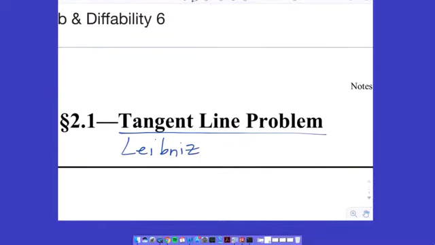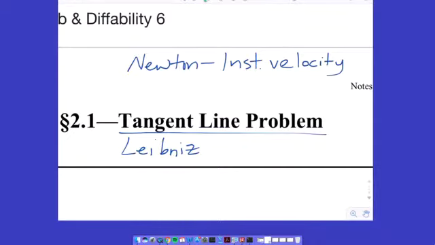In the 17th century in Germany, he figured out a way to find the slope of a tangent line, whereas the other guy, Newton, was looking for an instantaneous velocity question. Even though they were motivated by very different things, the answer to both of their questions was exactly the same. It was the establishment of this function we call the derivative. The derivative is a function that gives us the slope of the tangent line and gives us the instantaneous velocity, or generally the instantaneous rate of change of any quantity.